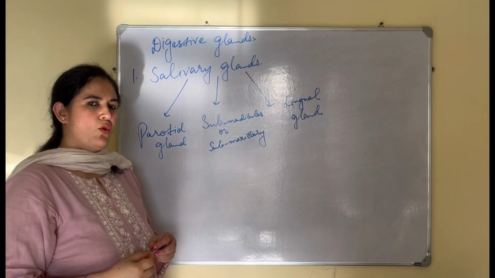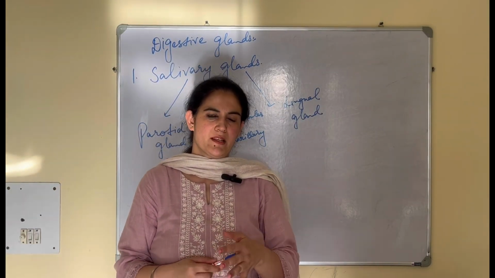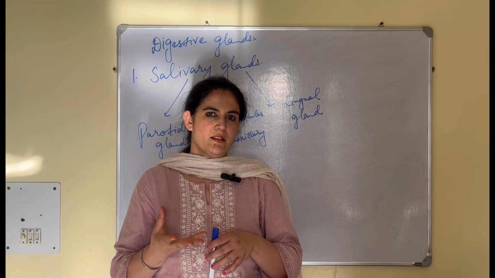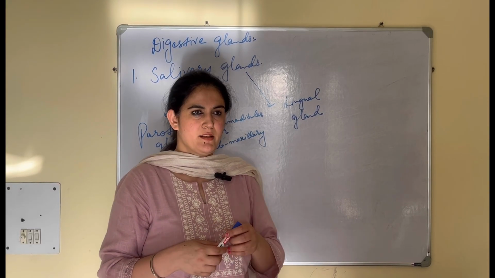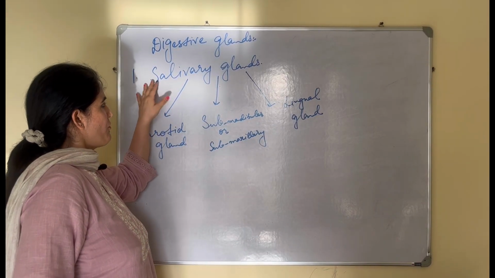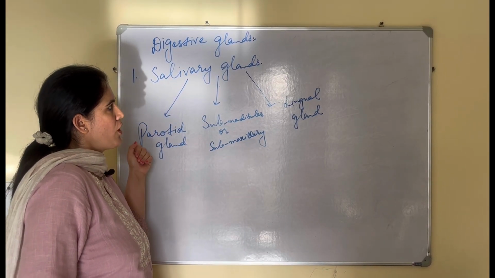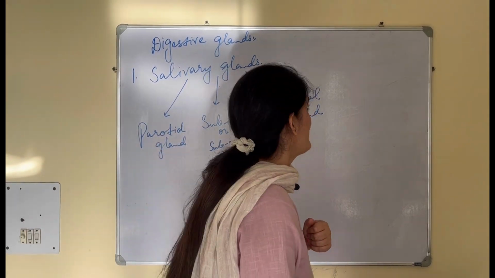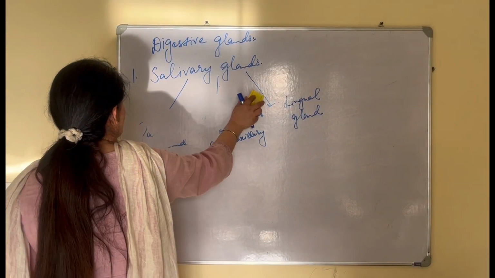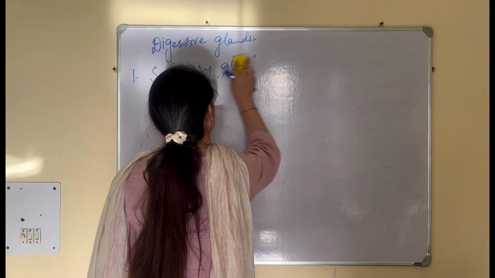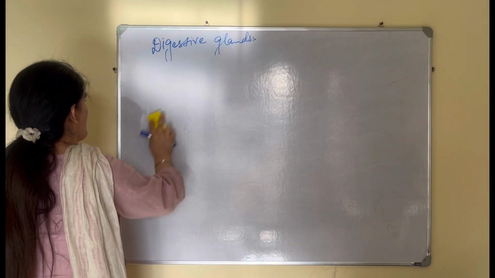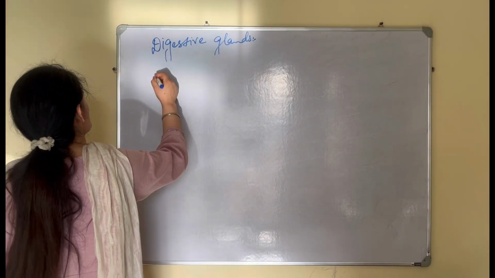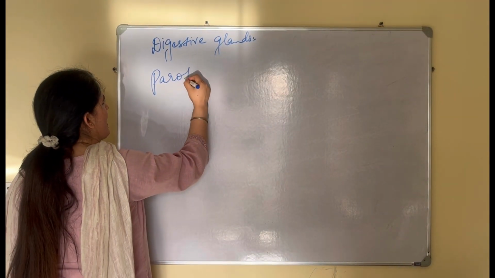Salivary glands are basically present in our buccal cavity. The function of the salivary glands, as you can assume from the name, is the production of saliva, which helps in the digestion of food. So let us first discuss the parotid gland, students.